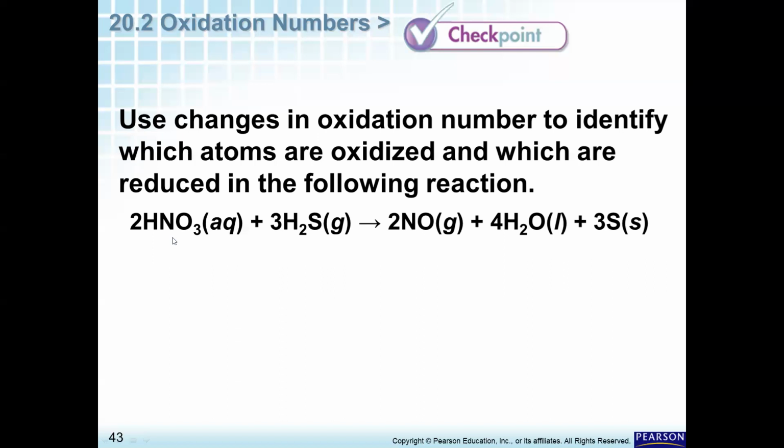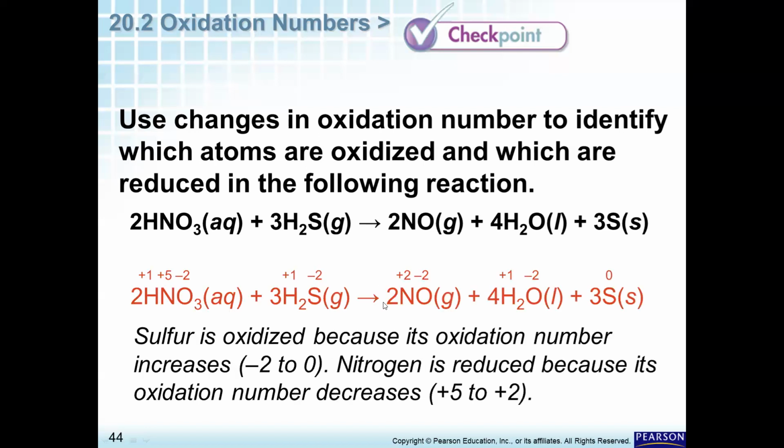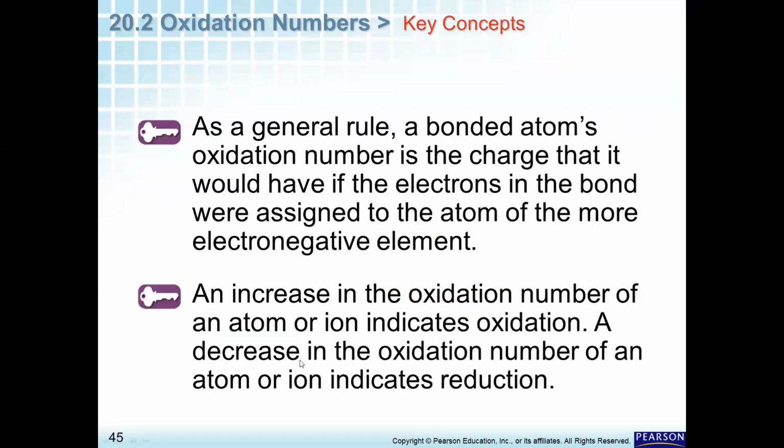Let's continue. The water we don't need, because it is known, +1 and -2. The sulfur there is 0, because it's an increase from -2 to 0. That's an increase, and that's why it is being oxidized. So here we go: +5 to +2, -2 to 0. That's why sulfur is oxidized and nitrogen is being reduced. Right? One more example.